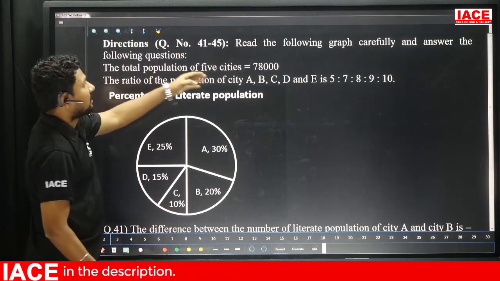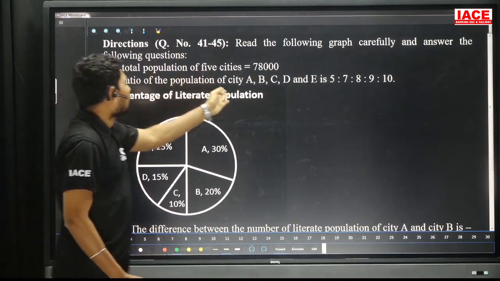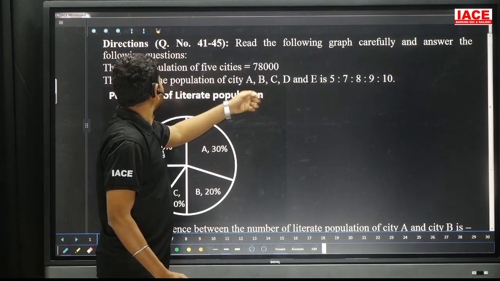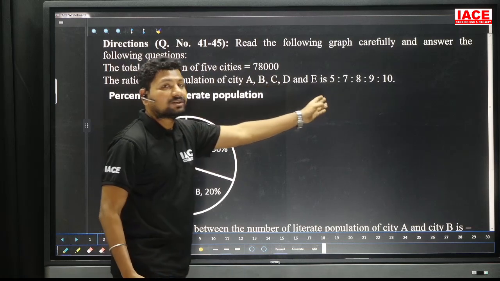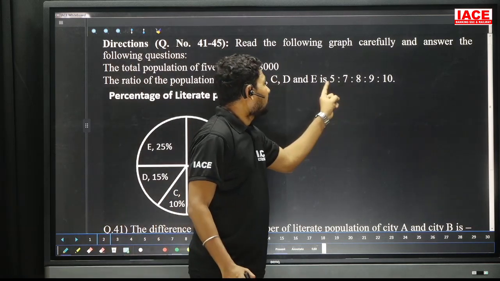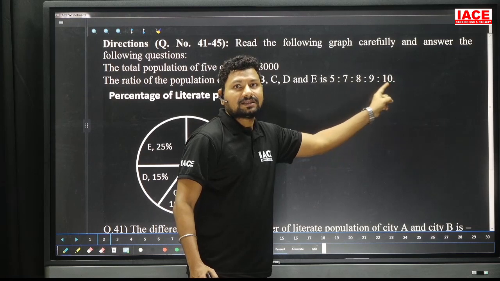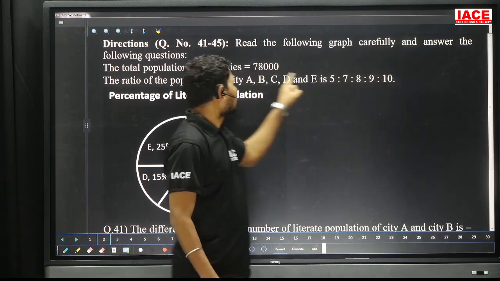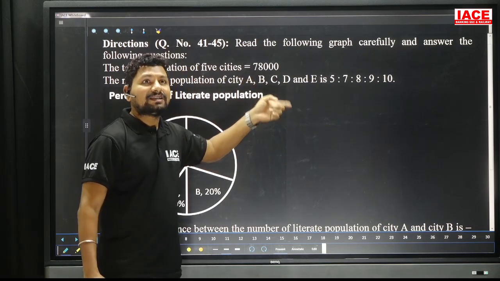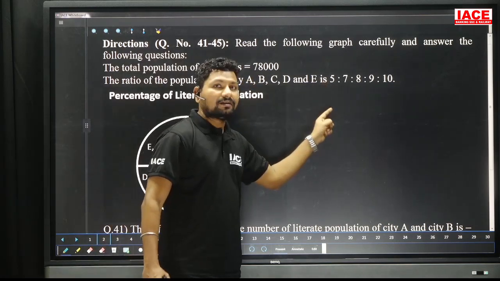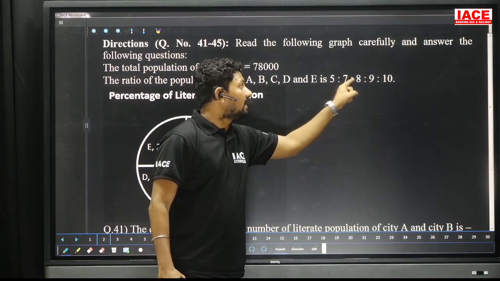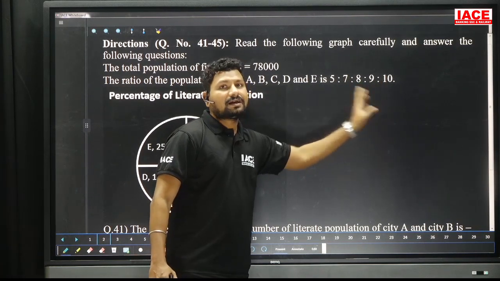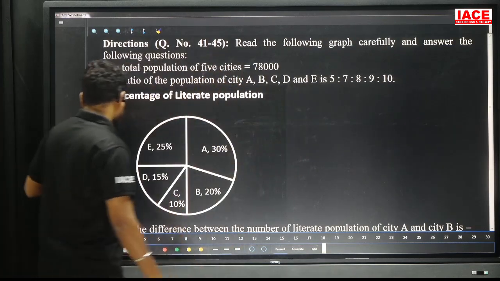So the total population in 5 cities is 78,000. Here the cities are A, B, C, D, E and the ratio is 5, 7, 8, 9, 10. 5 plus 7 is 12, plus 8 is 20, plus 9 is 29, plus 10 is 39. Overall it is 39 parts. 39 parts is equal to 78,000. 39 doubled is 78, so 5 doubled is 10,000, 7 doubled is 14,000, 8 doubled is 16,000, 9 doubled is 18,000, and 10 doubled is 20,000. We have to distribute as per the question.